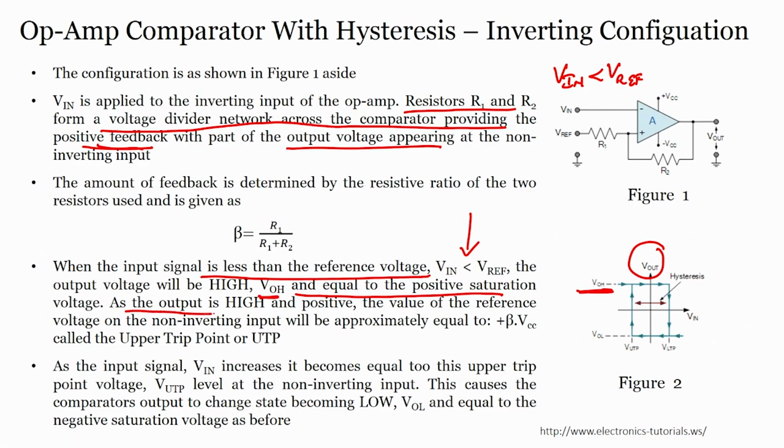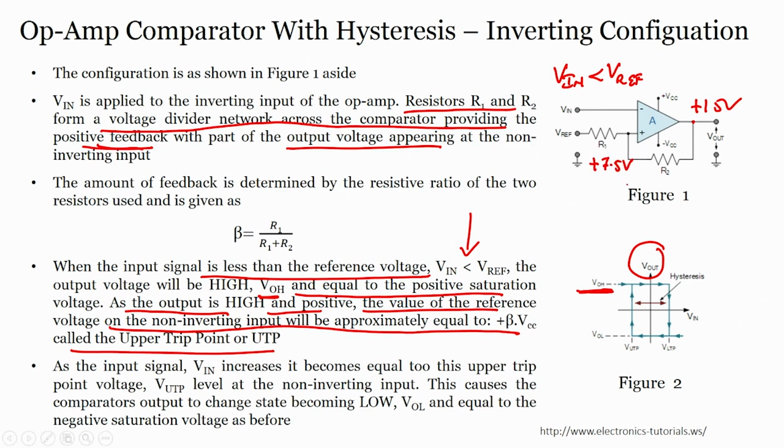So, as the output is high and positive, the value of the reference voltage on the non inverting input will be equal to plus beta V sat, or the upper trip point value. That means that if I have positive saturation, here is plus 15 volts, right. So, my reference voltage would be plus 7.5 volts, that is what it means, alright, and this is nothing but my upper trip point. I have to exceed this value here, and only then can I change the signal, that means my V in should exceed 7.5 volts to see the change in the output.